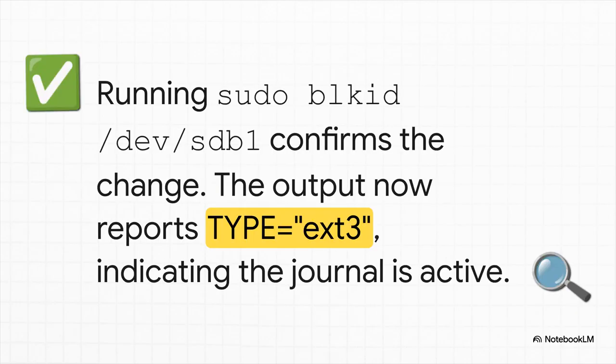And of course, we verify. This time, we'll use the blkid command, which is great for checking device attributes. And look at that, it now clearly reports the type as ext3. Just like that, our file system has its safety net, and it's way more resilient against crashes or power failures.